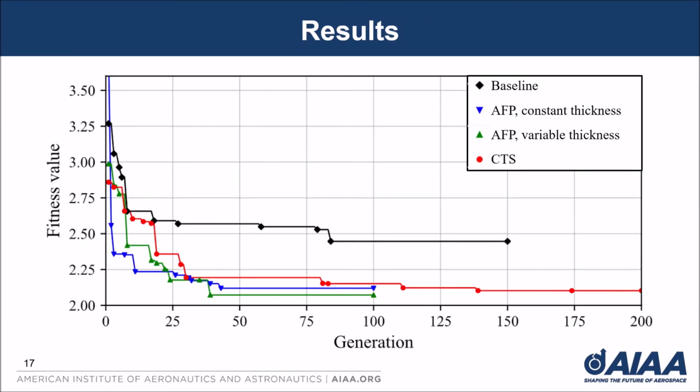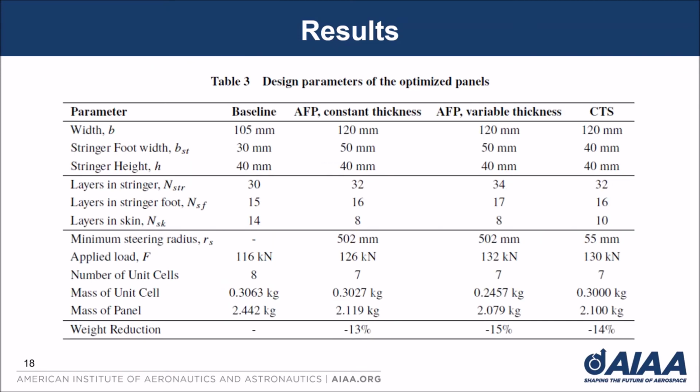Four optimization cases were performed in this study. A baseline design using constant stiffness laminates in both skin and stringer was performed to serve as a basis of comparison. Then two cases using AFP, one with constant and the other with variable thickness, and one case using the CTS process. The optimized parameters are summarized in this chart.